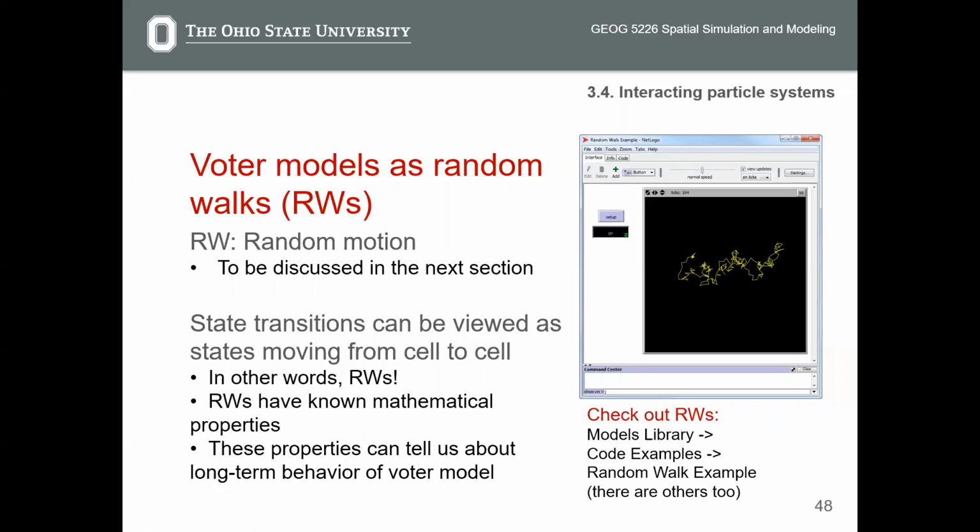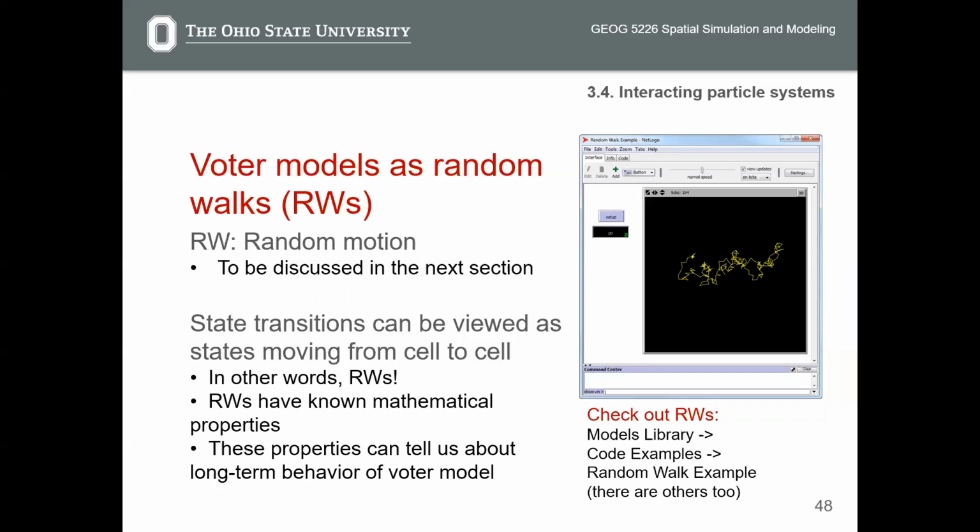We call it random walk because there is randomness in this process, but it's not purely random because after all, we're going to set some rules to guide this specific individual to walk. Random walks have known mathematical properties, and these properties can tell us about long-term behavior of voter model. A lot of phenomena can be addressed by random walks model, for example, the foraging behavior of animals.